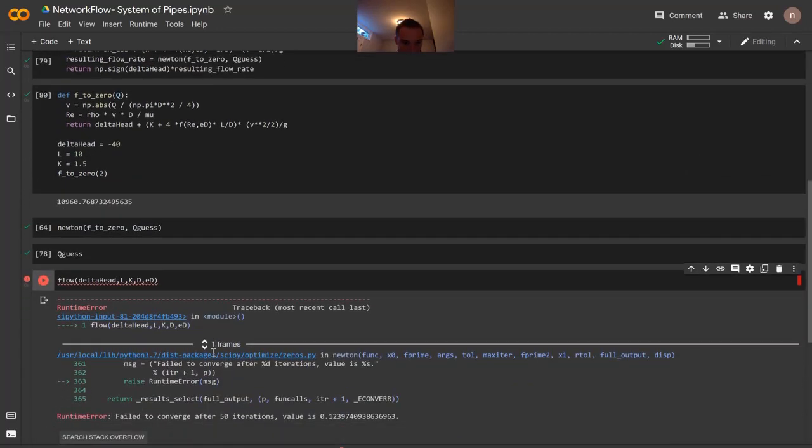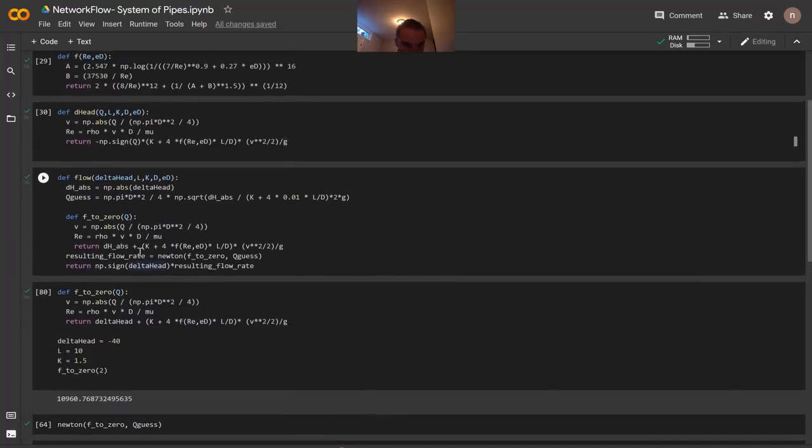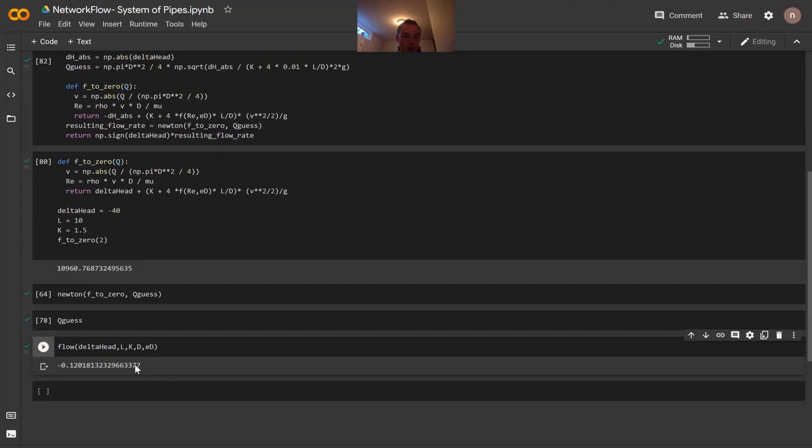Okay, so it looks like it's still failing to converge. Are we missing a negative? I feel like we're missing a negative then. Does there need to be a negative here? Okay, boom. Awesome. Since our delta head is negative 40 here, we'll just make it 40 so there's no confusion.